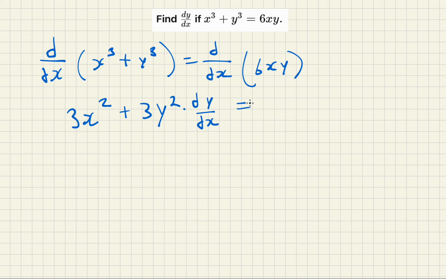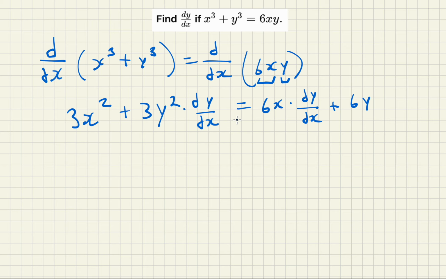The right side will be product rule. We can club 6x and y, so these are our two separate terms. When we do the product rule, we get 6x times the derivative of y, which is dy over dx, plus y times the derivative of 6x, which in this case is not 1, it is 6. So that will give us 6y.